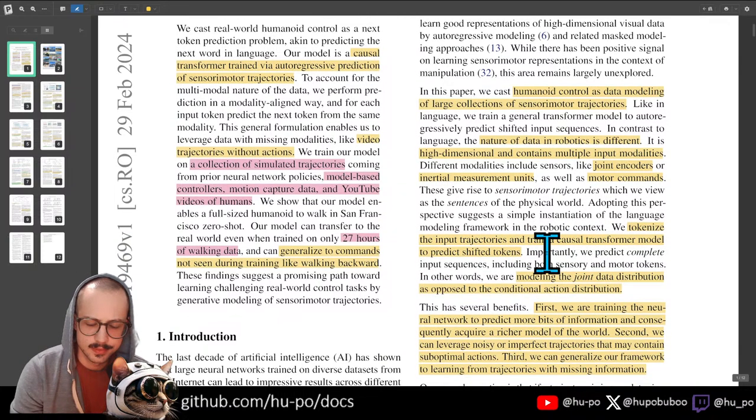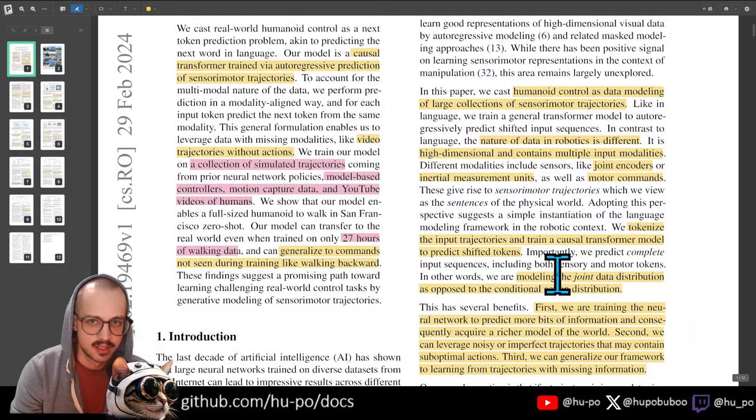Okay, so in order to deal with this type of robotics data, they're going to have to tokenize the input trajectories, aka the sequence of these joint encoders and motor commands, and train a causal transformer to model the predicted shifted tokens. Importantly, they're going to be predicting complete input sequences, including both sensory and motor tokens. In other words, we are modeling the joint data distribution as opposed to the conditional action distribution.